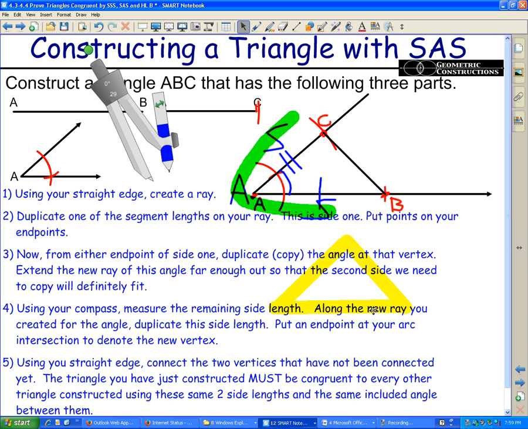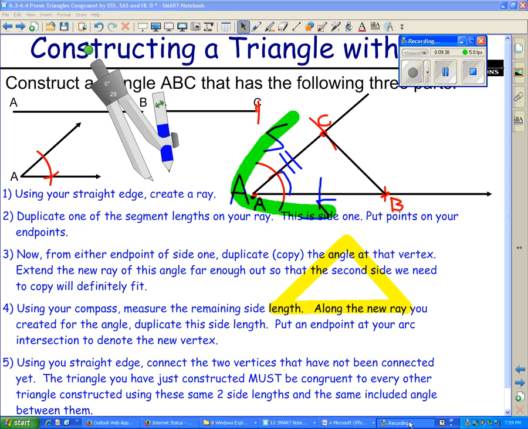So that was the construction of a triangle, given 2 sides and the angle between those 2 sides. Hope this was helpful, and we will catch you on the next construction, which will be constructing a triangle using angle, side, angle, 2 angles and the side between them.